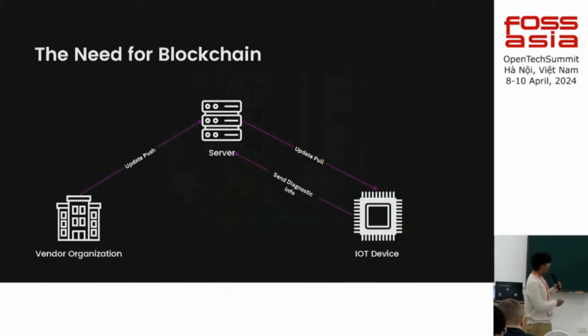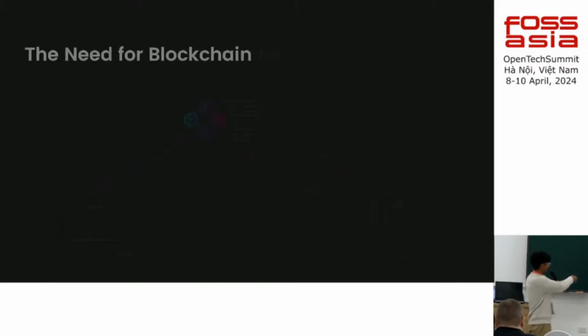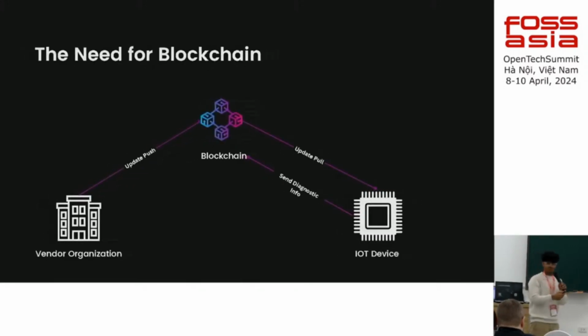Okay, so the need for blockchain is that the problem is with that server and the vendor organization part. Here the server is centralized, and we can improve the security using blockchain. So you can see when you push the update, the IoT device will pull it and send a diagnostic report back to the server, right? So we can replace it with the blockchain. It totally depends on whether you want to replace the whole infrastructure, or the whole server, or run the blockchain parallel to the server to save the hash of the binary file in the transactions of the blockchain.